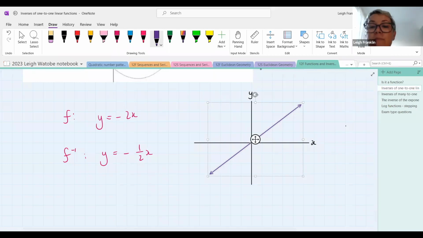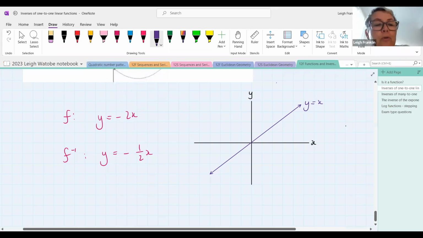So if I want to draw my line y equals x, that's all I'm going to do. As long as it cuts your first quadrant in half and your third quadrant in half, and it goes through the origin, the actual gradient of the line is not that important. So it needs to look like that. Does that make sense to everybody?